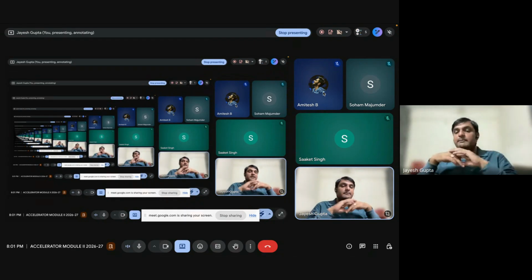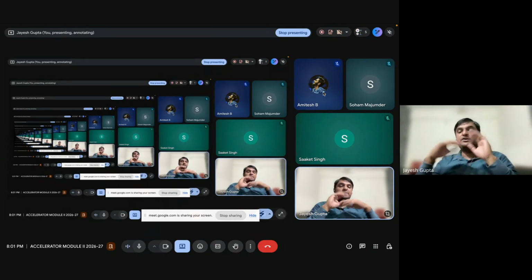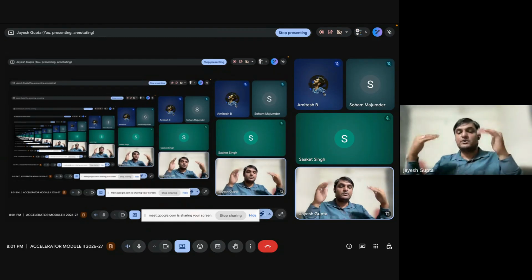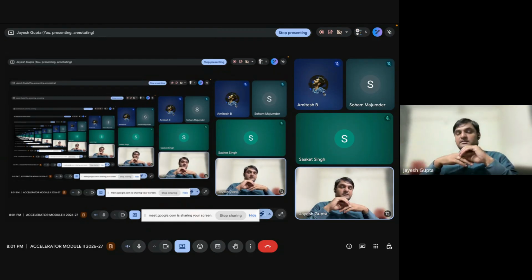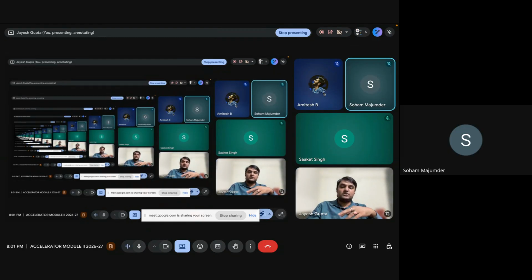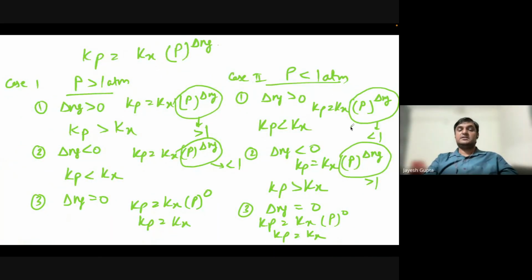Means when you are having a value less than 1 and you are raising it to a positive power, the value decreases. Do you know this thing? In math, you have studied this one. When you have a value between 0 and 1 and raise it to a positive power, the value decreases. The same thing is happening here. Since pressure is less than 1 atm, when you multiply with Kx, your value will decrease. Your Kp is less than Kx.